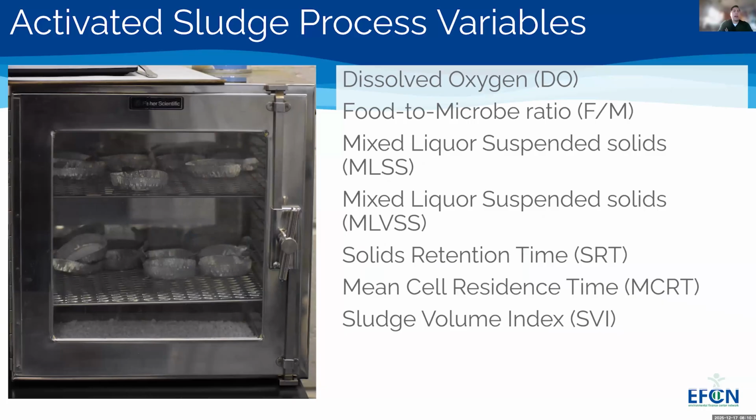Now, similarly, we also have our activated sludge parameters, which we've also mentioned. Things like our dissolved oxygen, food to microbe ratio, mixed liquor suspended solids, mixed liquor volatile suspended solids, solids retention time, mean cell residence time, and sludge volume index. We'll discuss how to calculate all of these and what they mean for our activated sludge process, and why these are important for our process control, and how the variables that we just talked about can help us understand them and what they tell us about our activated sludge process.